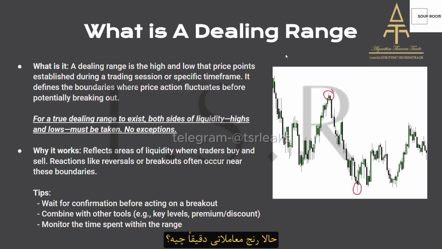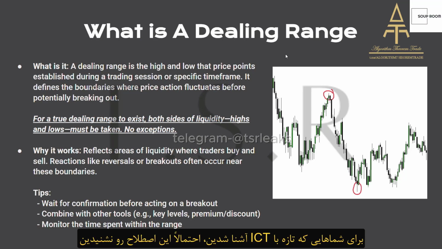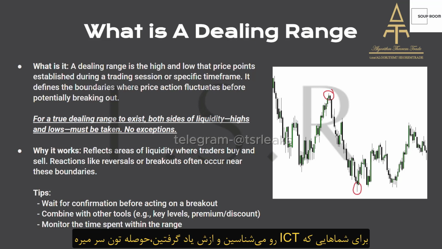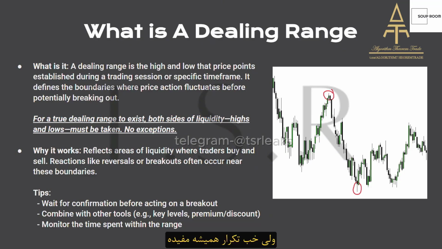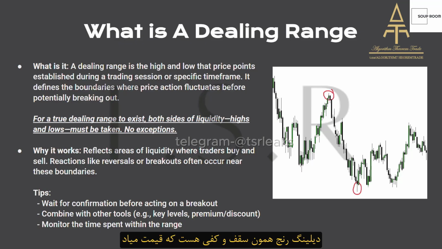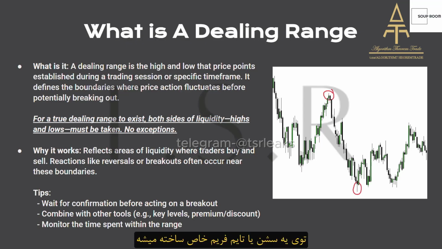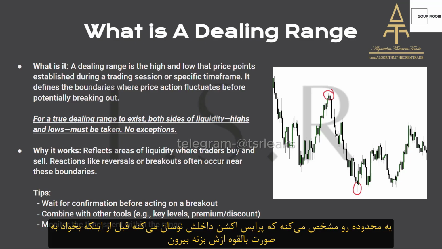So what exactly is a dealing range? For those of you who are new to ICT, you probably have never heard this term. For those of you who know ICT and who have learned from him, you will be bored. Still, repetition is key. So what is it? A dealing range is the high and low that price established during a trading session or a specific time frame. It defines the boundaries where price action fluctuates before potentially breaking out.